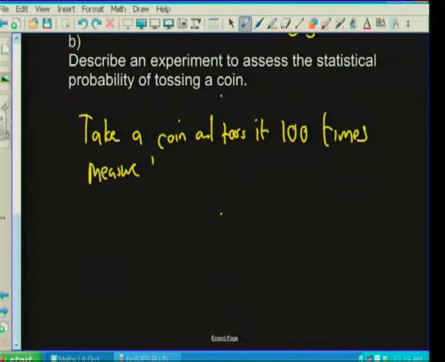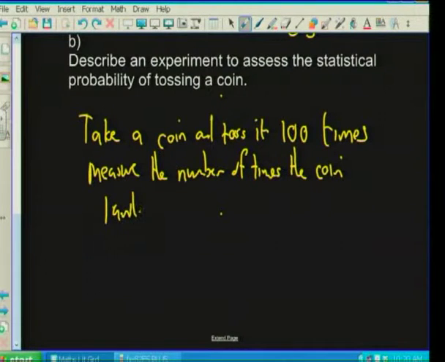This is an experiment that we can do, and then measure the number of times the coin lands on heads or tails. So here we're setting up that experiment that we spoke about a little bit earlier, and we're testing the coin to see how many times it lands on heads or tails.